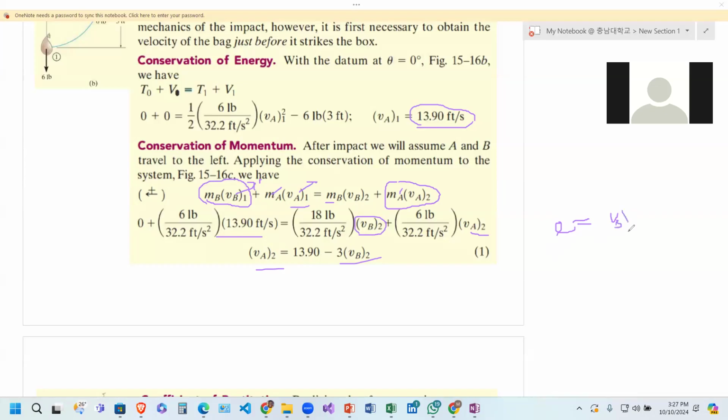2, minus VA 2, over the initial velocity of VA, which we have as 13.9, minus the initial velocity of the box, which was 0. So now, but we know this also. Now we're going to get that equation, and then we are going to solve. Perfect. So now, that is very easy.